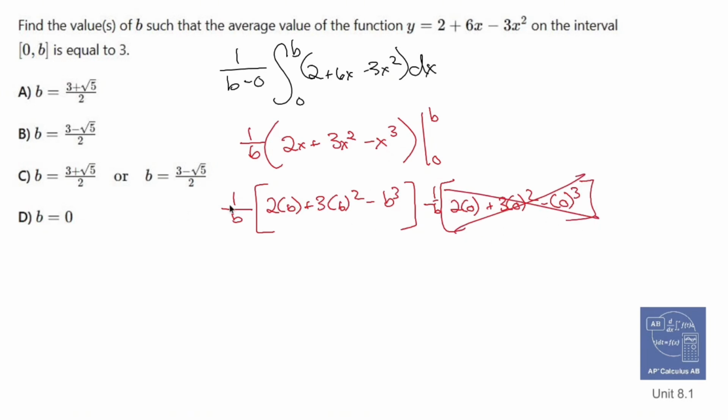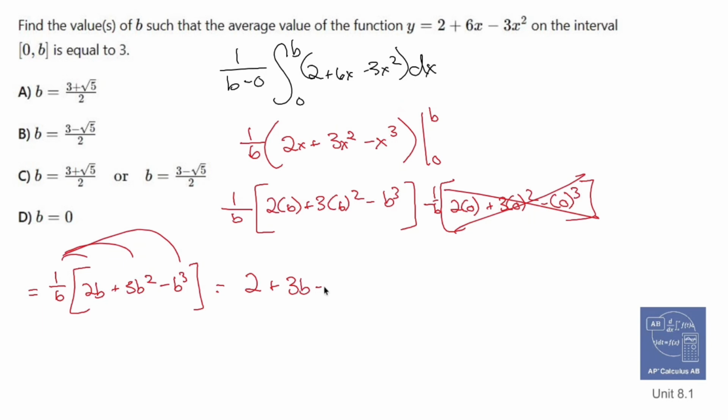So this is what I'm going to be left with. Let's move that over here. That's going to be 1 over b times 2b plus 3b squared minus b cubed. So after distributing 1 over b to everything, you become 2 plus 3b minus b squared. Now I have to set that equal to 3.